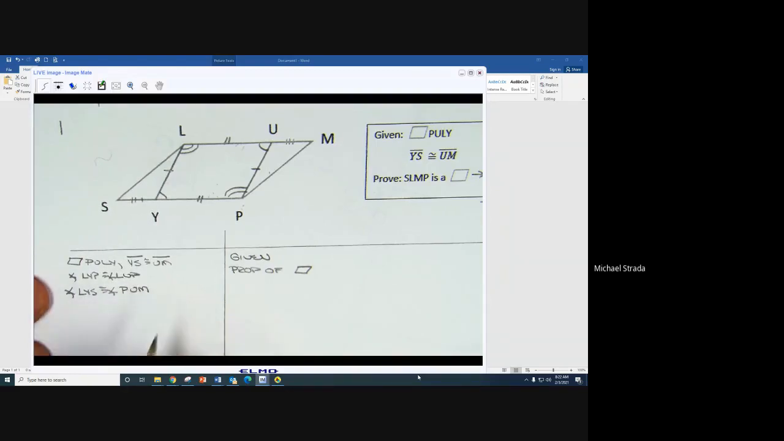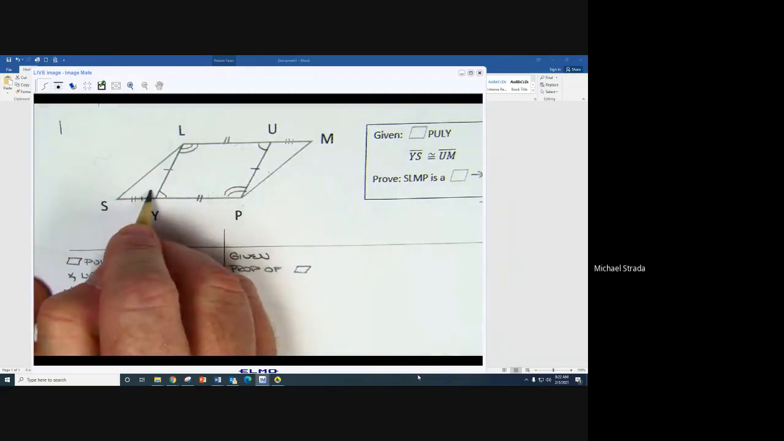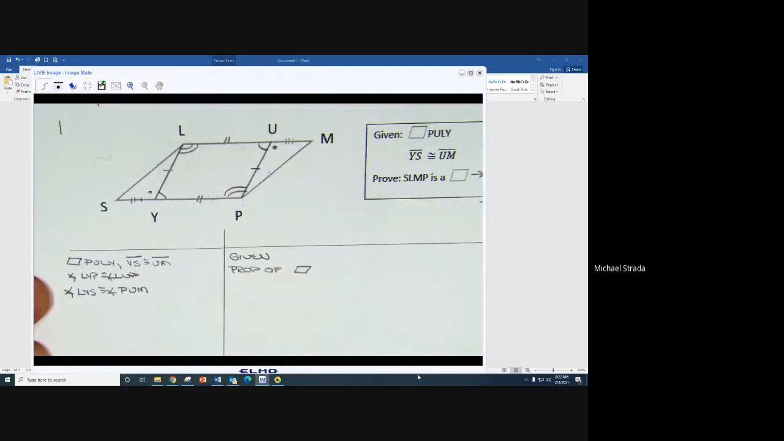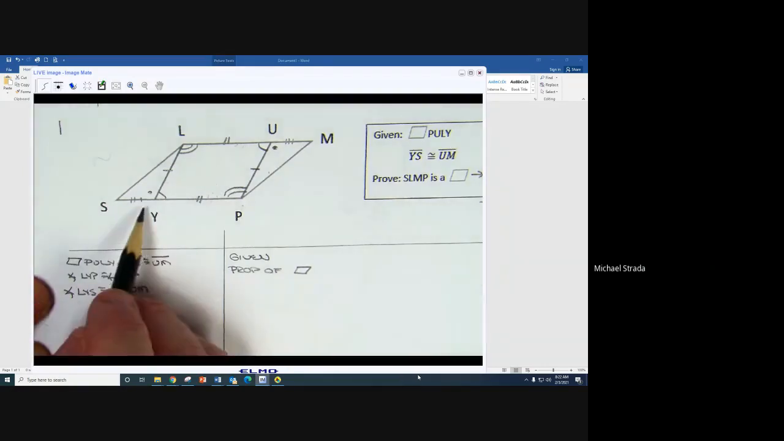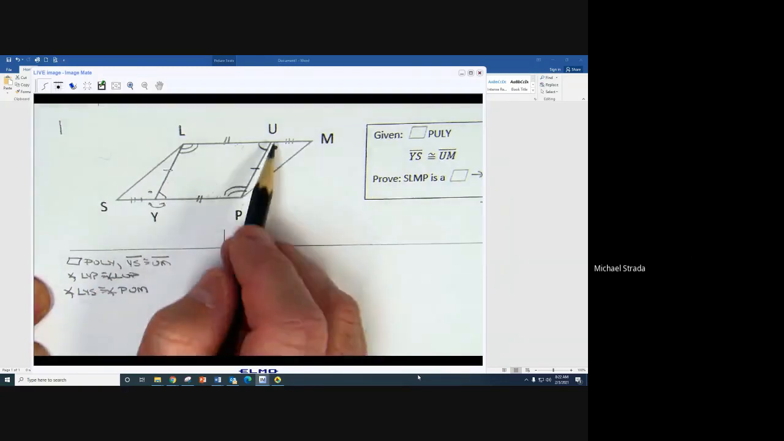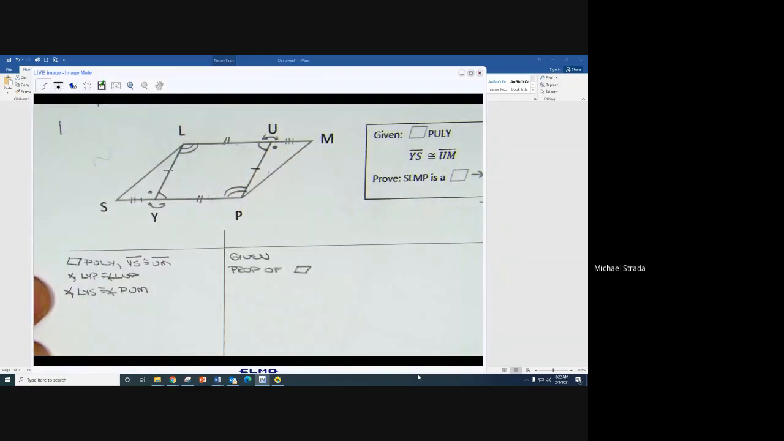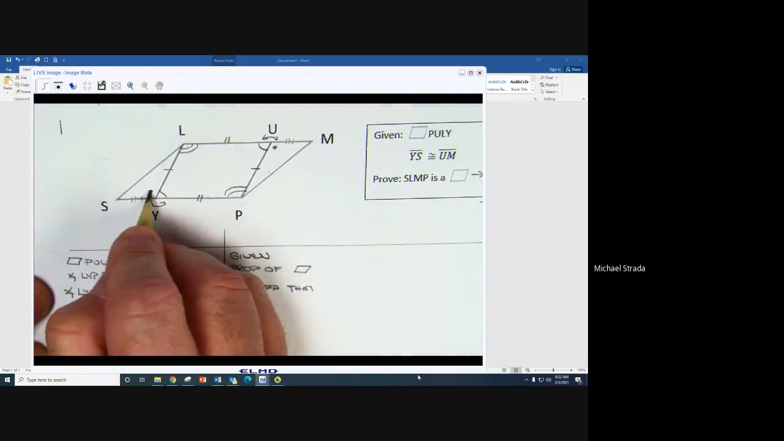Why then is angle LYS congruent to angle PUM based solely on that? So LYS is here, PUM is there. Why are those two angles congruent? What do they form with the other congruent angles? Linear pair. And linear pairs are supplementary. So congruent supplement theorem, conjecture, property. All right. So those angles are congruent.